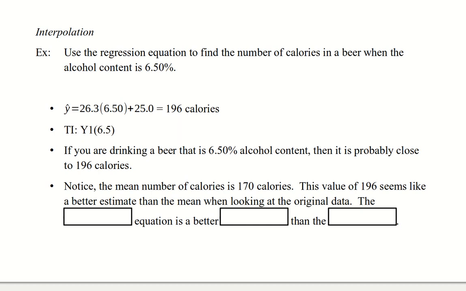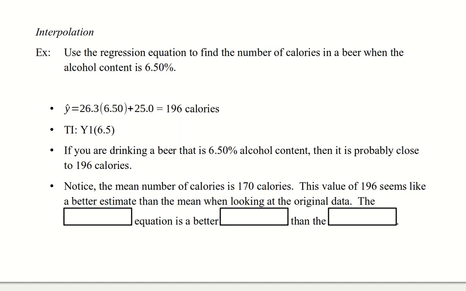Now what does this mean? This means that if there's a beer out there that has 6.5% alcohol, then it's probably got about 196 calories. So we're making a prediction. Now, let's compare that to the other way that we have of using a set of data to make a prediction about a new piece of information.